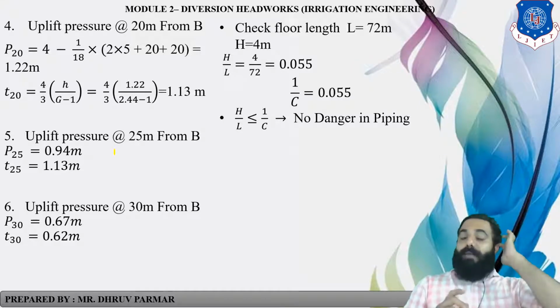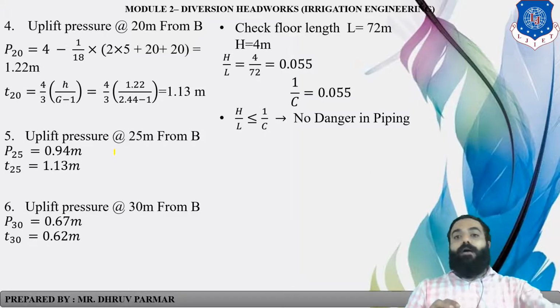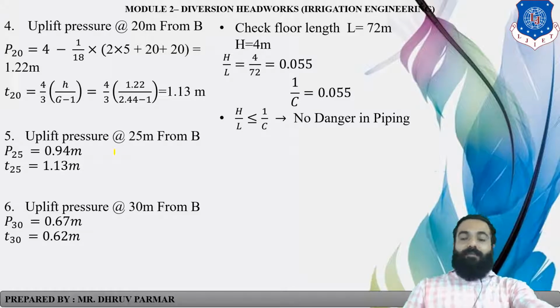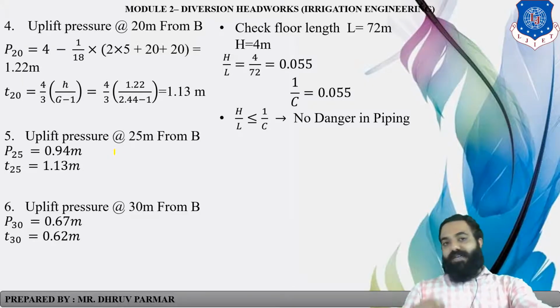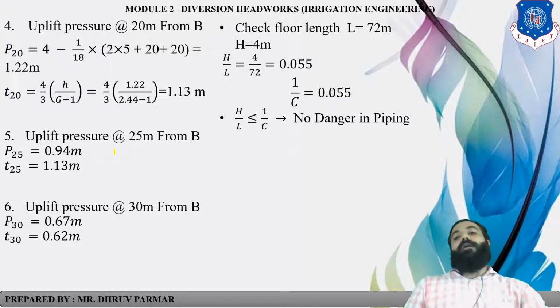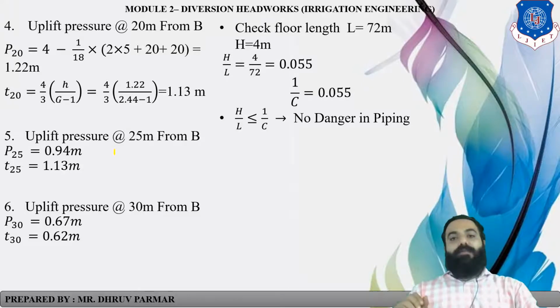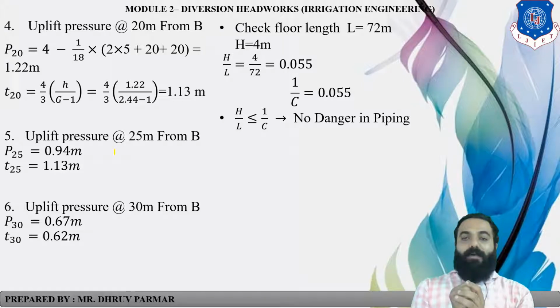Done. But in this case, the flow length is given; is it proper or not? So how can you calculate? Clear? The length equals 70, the head equals 4. You know that 4 by 70 is the hydraulic gradient, and the Bligh coefficient is given as 0.055. Clear? So it is near about safe. There is no case of undermining or piping.